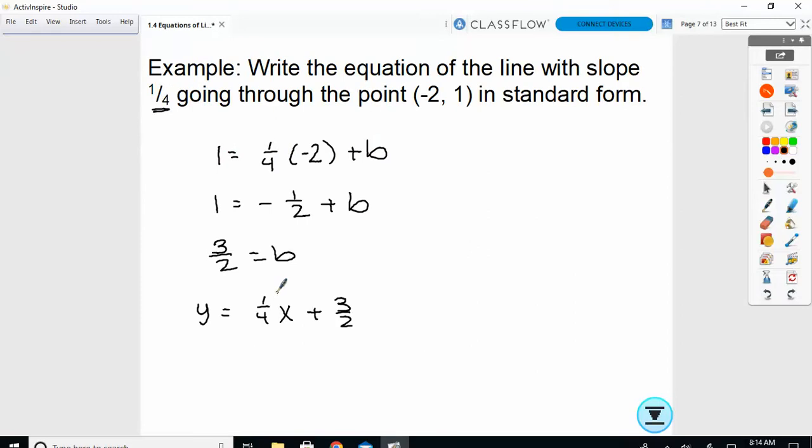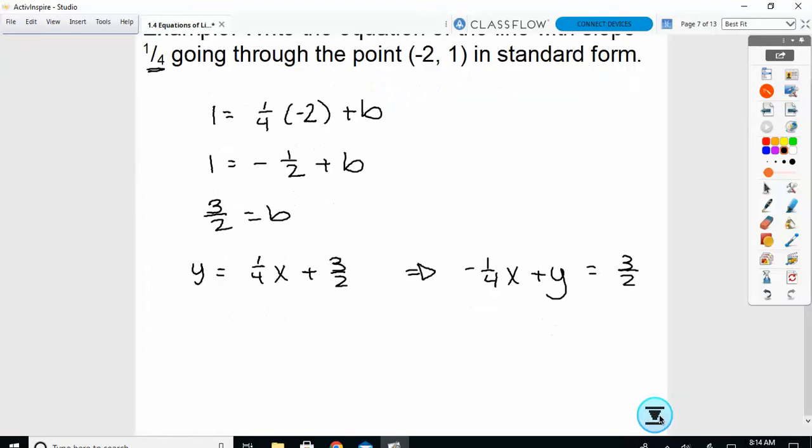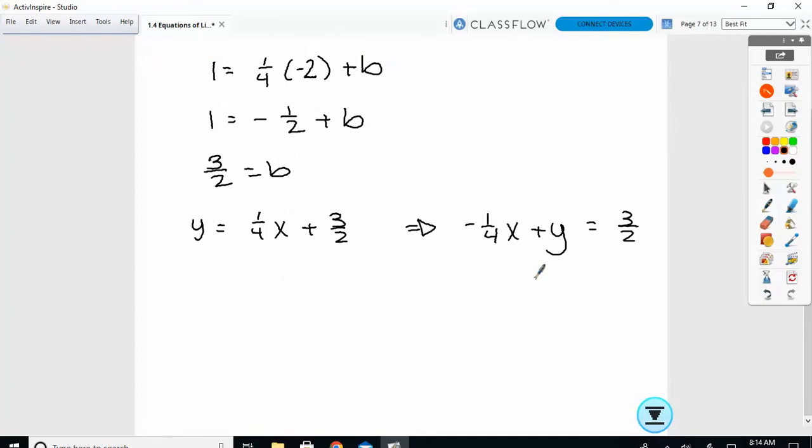If I need the x and y on the same side, let's subtract over the 1/4 x. So I'm going to put it in front: -1/4 x plus y equals 3/2. So my problems right now: my A is negative, and we can't have that. And I have fractions. So we need to get rid of both of those issues.